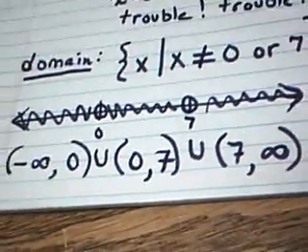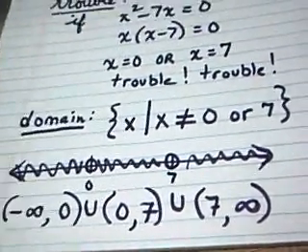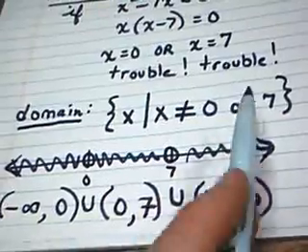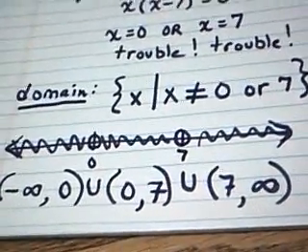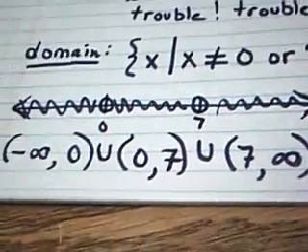So there are two correct ways to write the answer to that problem. You can either use set builder notation or you can use interval notation. Just pay attention to the directions on your test.